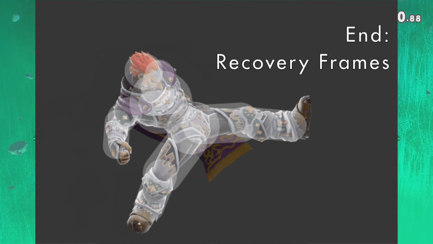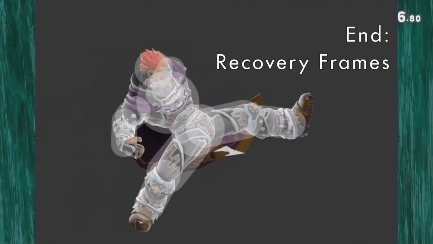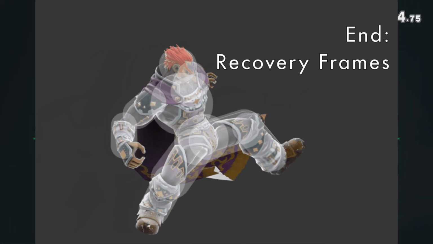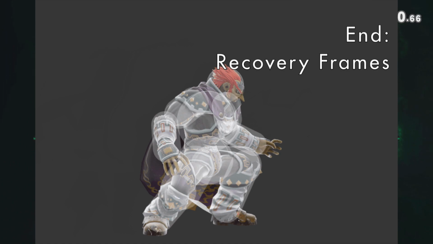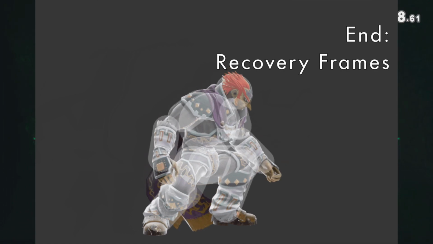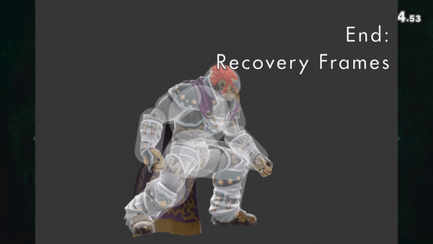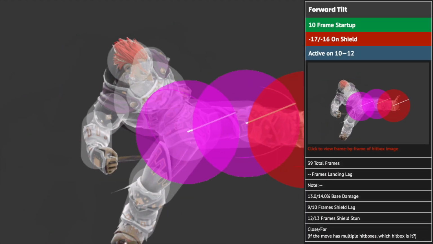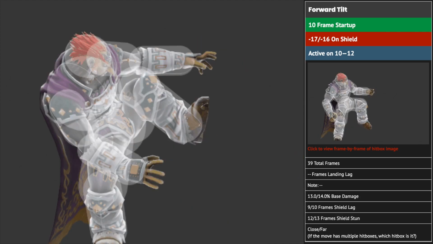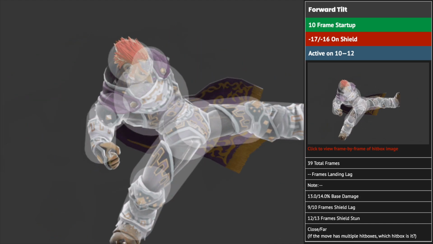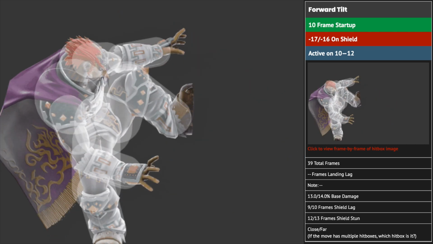And last up is recovery frames, or the frames when your character recovers from the attack and returns to their neutral stance. This is when your character is vulnerable, since they can't do anything until this period ends, and you'll generally want to stay careful of moves with high recovery frames, as those moves will be easiest to whiff punish. If we put everything together, we'll see Ganondorf's forward tilt has 10 frames of startup, is active from frames 10 through 12, and recovers from frames 13 through 39, resulting in a 39 total frame attack.